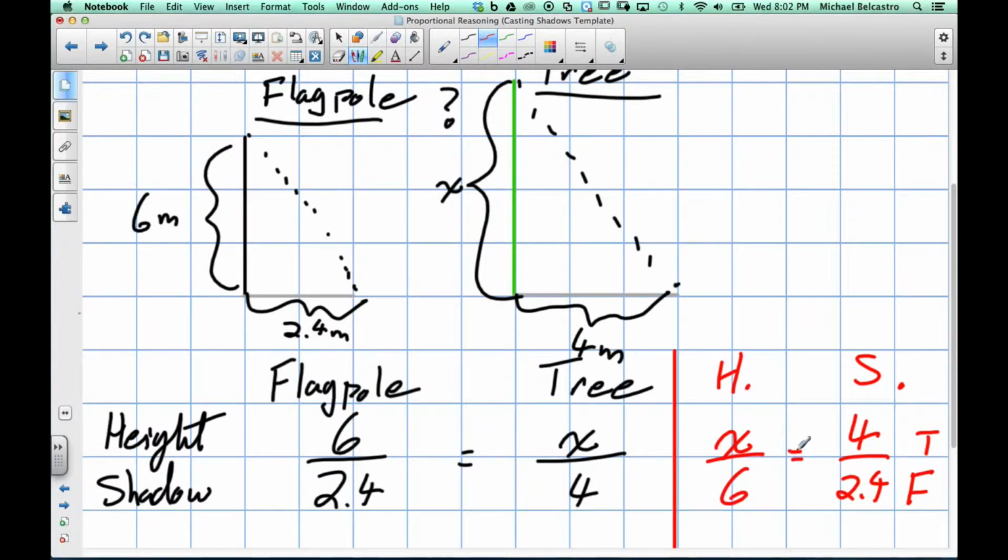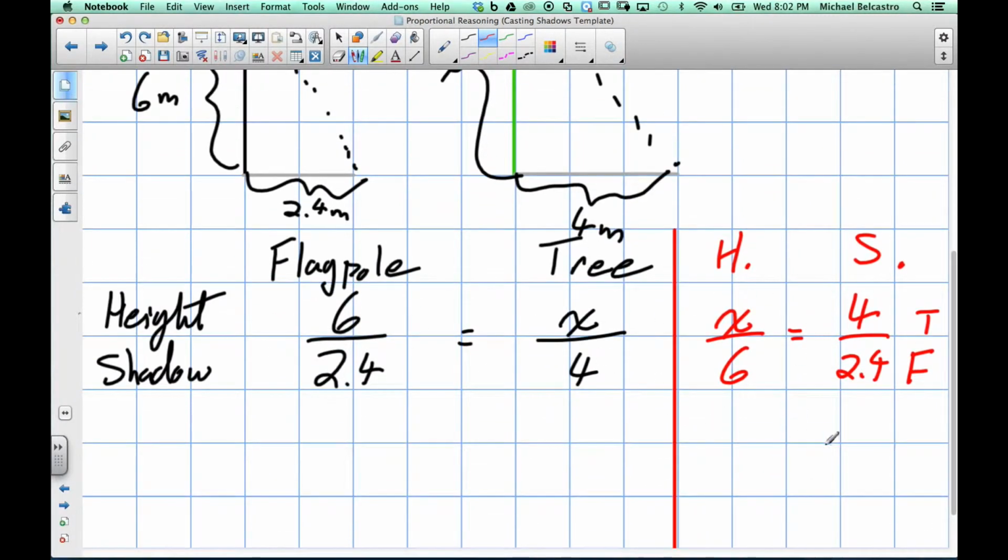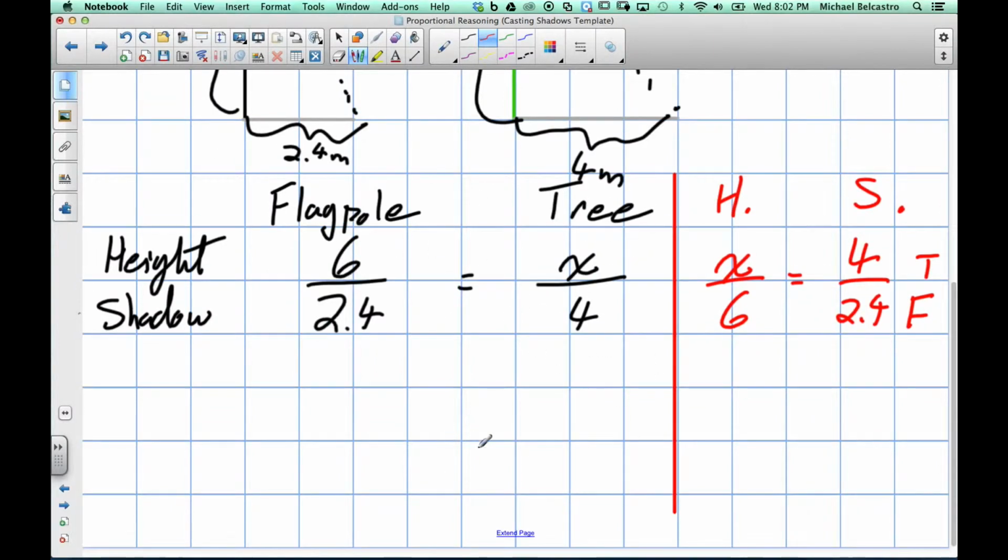So if you notice, the fractions look very, very different. They've been set up very differently. We'll solve the one in black first, and then we'll solve the one in red just to show you that it could be set up different ways. You'll still get the same answer. So we have equivalent fractions here, or equivalent ratios, whichever you want to call them.